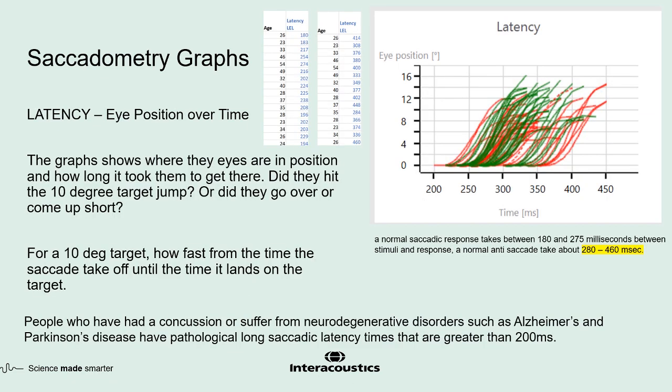Now, there's latency. We've discussed latency. When you look at their latencies, again, that's reaction time. Reaction time tends to suffer in a host of neurodegenerative disorders, and reaction time is almost always impacted in traumatic brain injury. So people that have been concussed or suffer from neurodegenerative disorders such as Alzheimer's and Parkinson's have got pathologically long saccadic latency times that are greater than 200 milliseconds. And it's not uncommon to see this in like the 400 to 600 millisecond range.